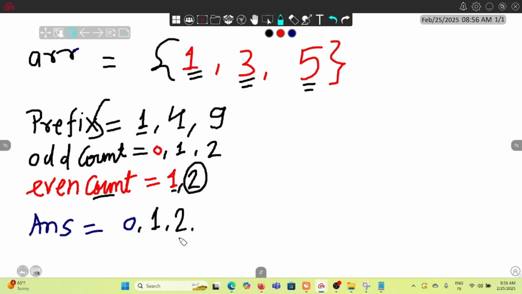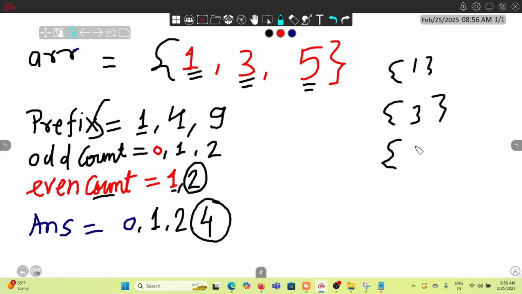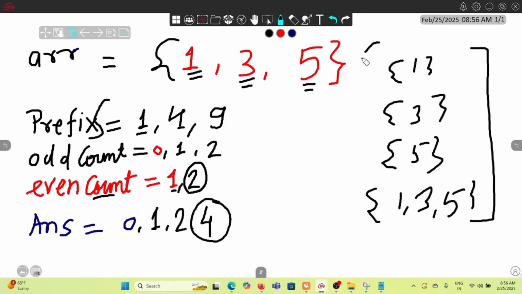So answer already has the value 2. So 2 plus even count, this will become 4, right? Now we are done. So what is the answer? Answer would be 4 here. We can verify here as well. See here, 1 is one answer, right? 3 is another answer. Similarly, 5 is also a subarray which has an odd sum. And similarly, we can take 1, 3, 5 as well, because if we sum them up it makes 9. So now we can verify also. We can see here there are a total of 4 such subarrays which have an odd sum. So this is what we have got.